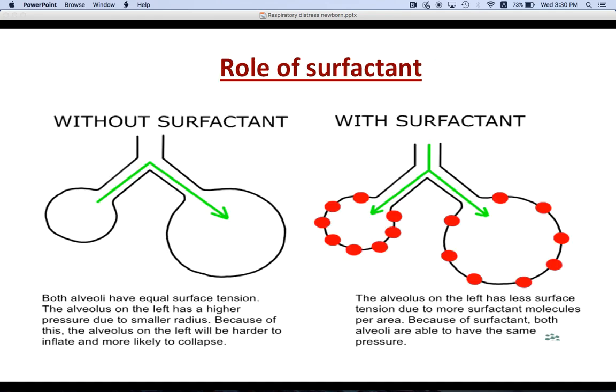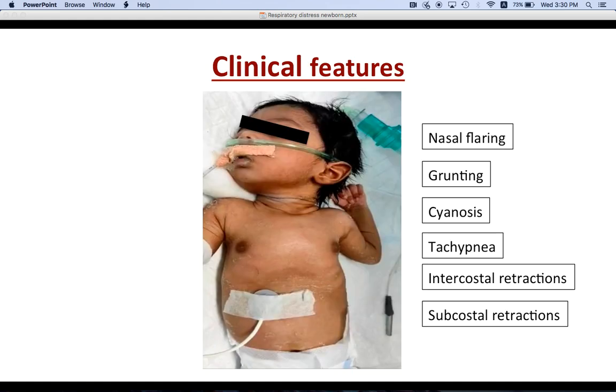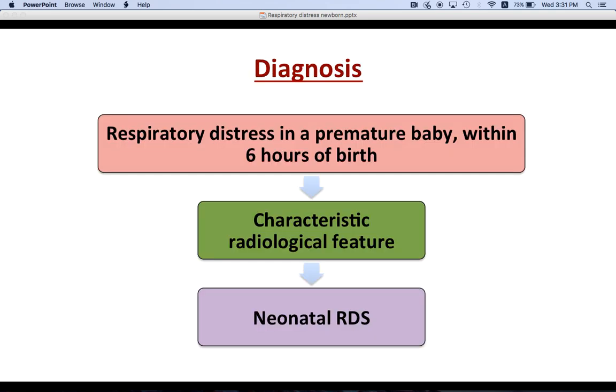Surfactant reduces the surface tension and prevents the collapse of alveoli. In absence of surfactant, the alveoli will collapse and the lung will go into atelectasis. So how will a child present? The newborn will have nasal flaring, grunting, cyanosis, they may be tachypneic, and there will be retractions, intercostal and subcostal retractions.